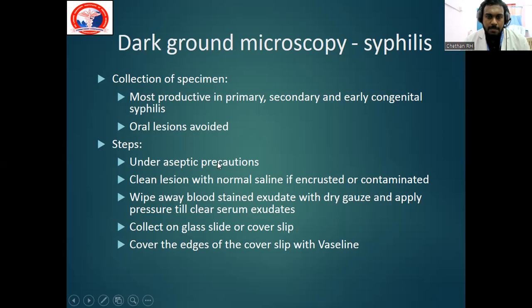Under aseptic precautions, you have to clean the lesion with normal saline, and if it is crusted or contaminated, you have to remove the crust and wipe away any blood-stained exudate using dry gauze and apply pressure until clear serum exudes from the lesion. This serum should be collected directly on the glass slide or a cover slip, and then cover the edges of the cover slip with Vaseline.